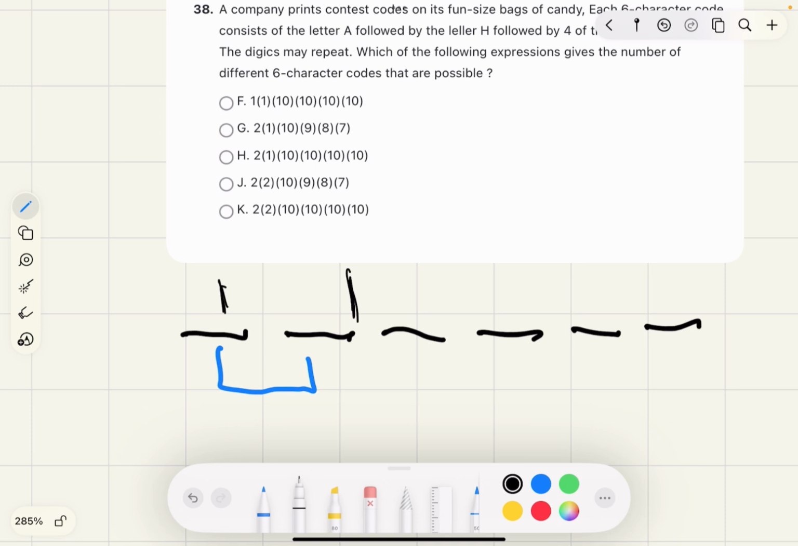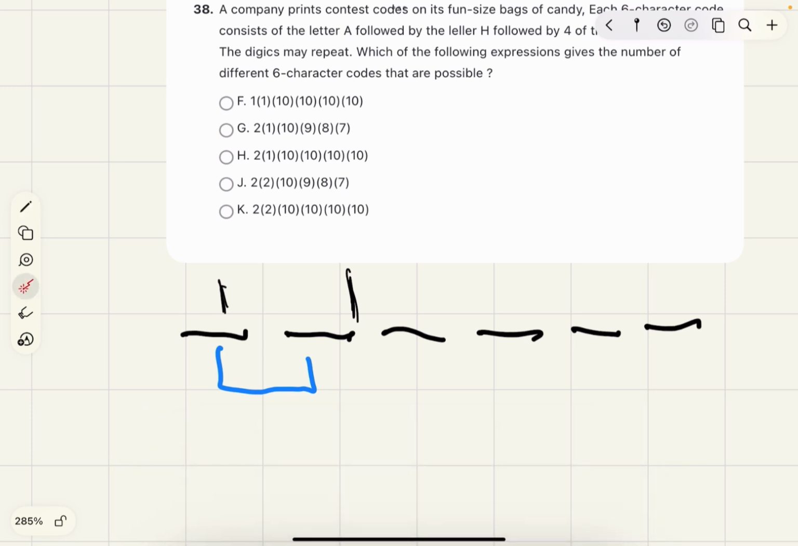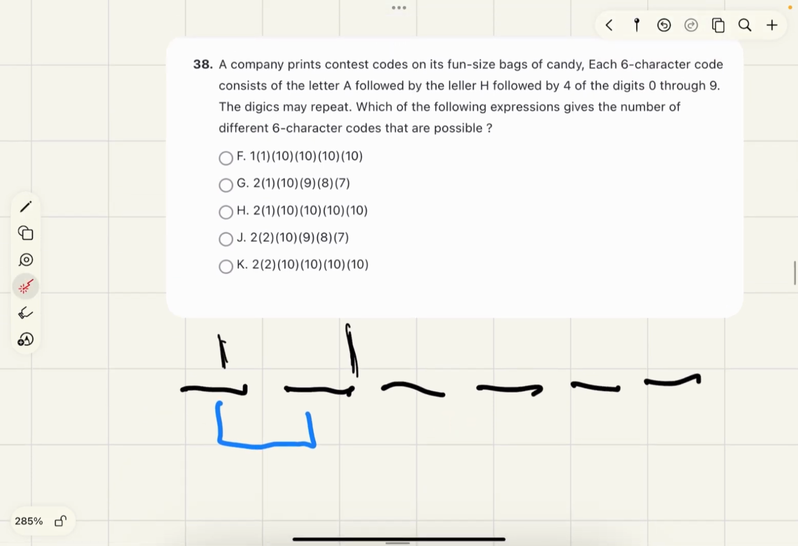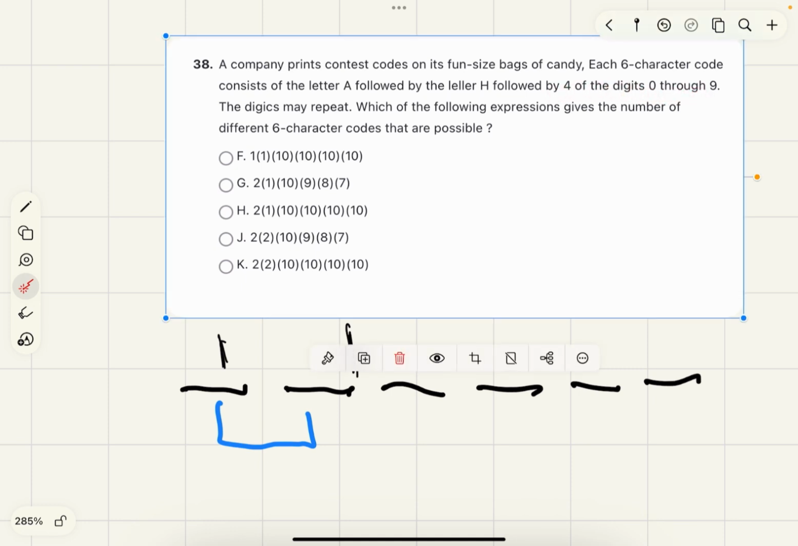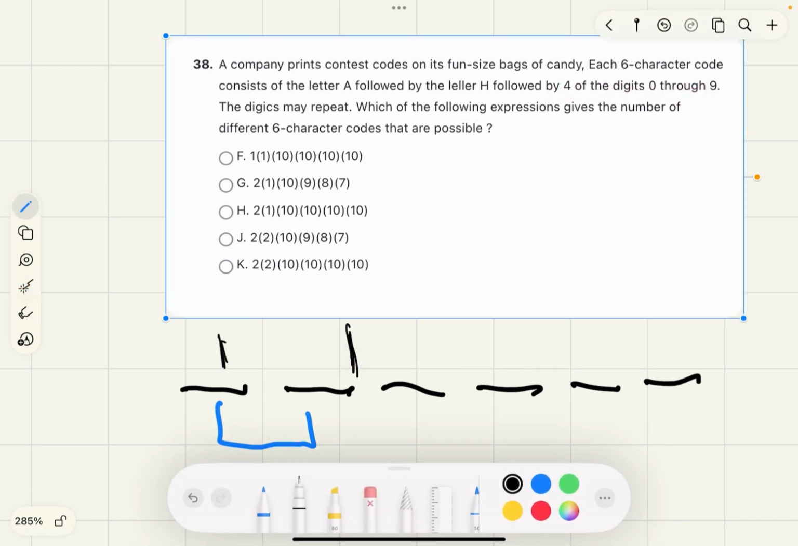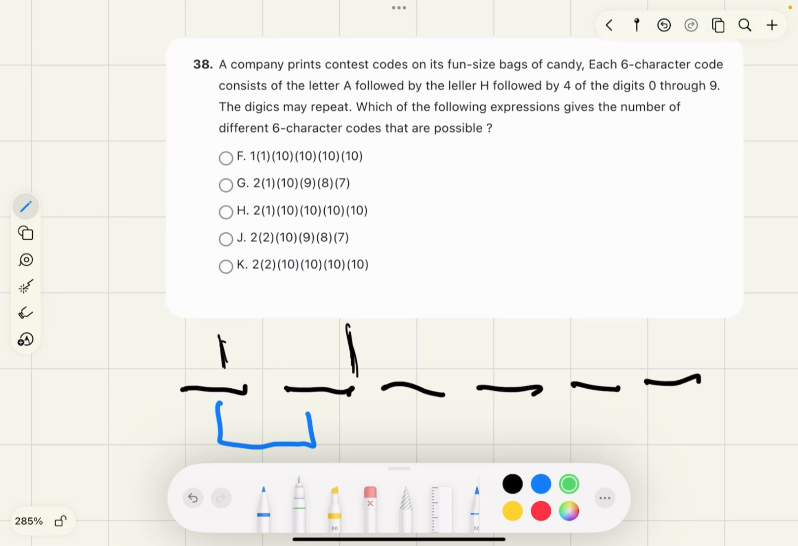Okay, now let's move on to the rest of the 4 digits. We see that again that can be followed up with the 4 digits 0 through 9, and the digits may repeat. So it's kind of similar to the very first question, where for this one we'll have 10 possibilities, right? Because we have 10 options from 0 through 9. And since they can repeat, we have another 10 options right here, another 10 options right here, and another 10 options right here, since all of these digits can repeat.